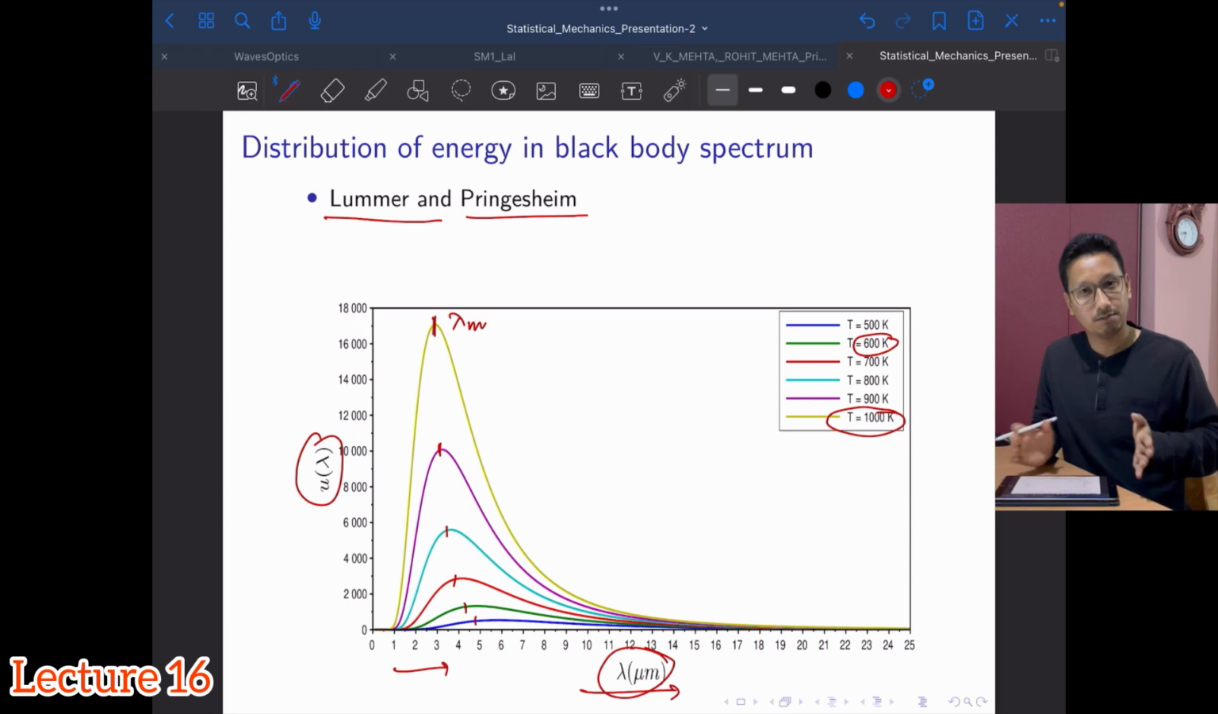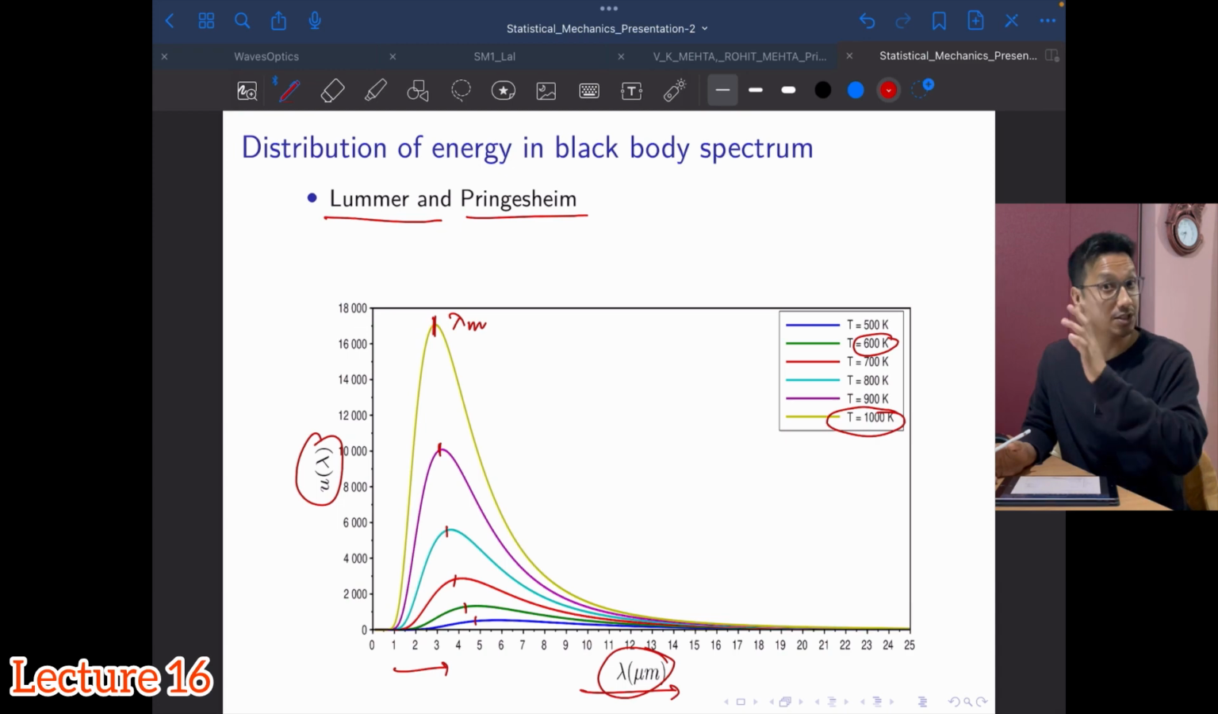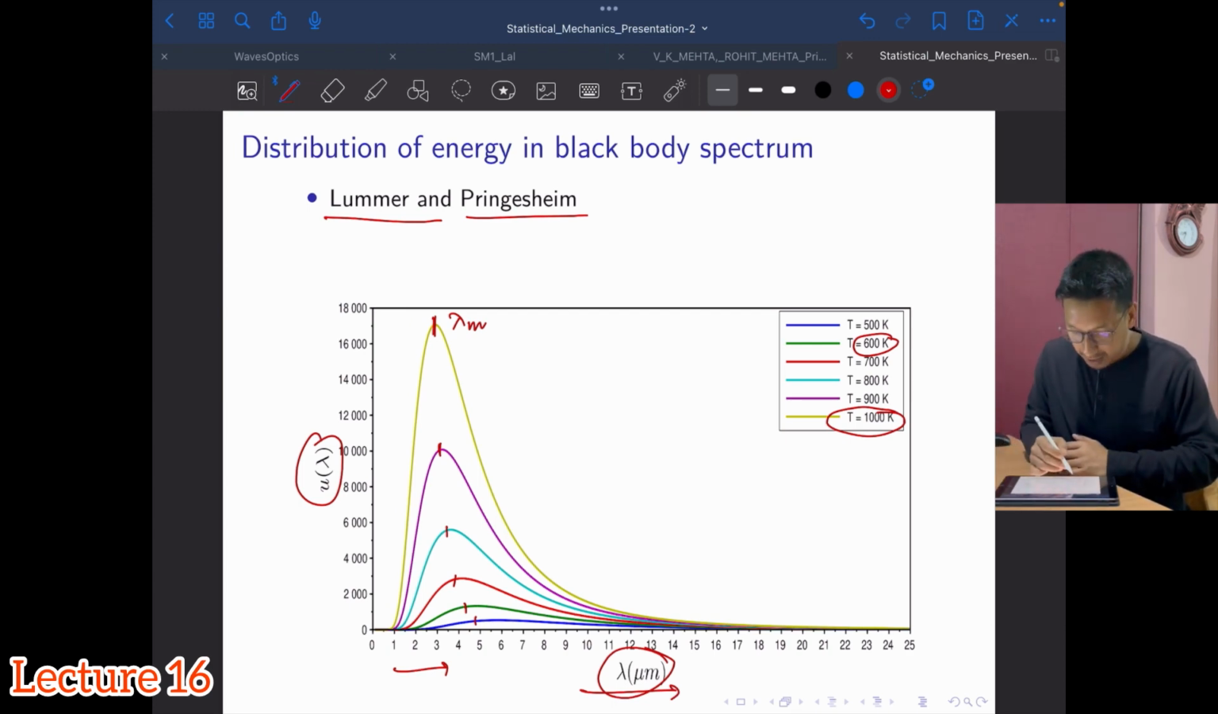Because from the Stefan-Boltzmann law, the radiated energy per unit second per unit area is proportional to the power 4 of the temperature. That's why, as the temperature increases, the radiated energy must increase. So the peaks of these plots have increased with increase in temperature.